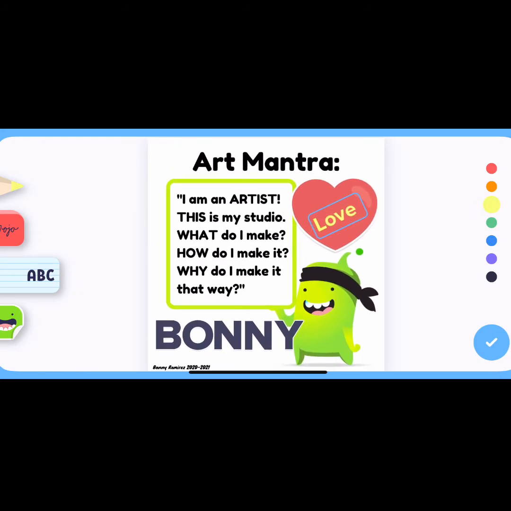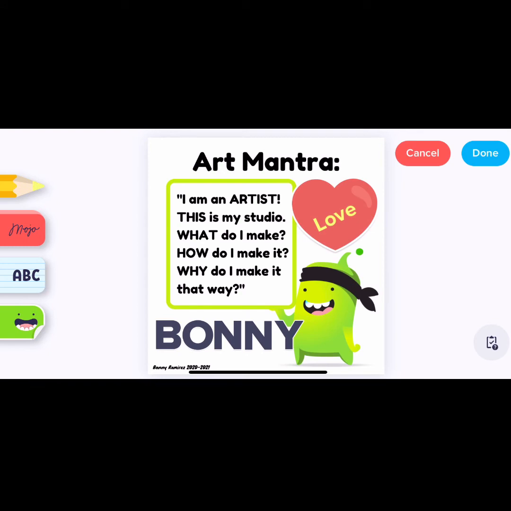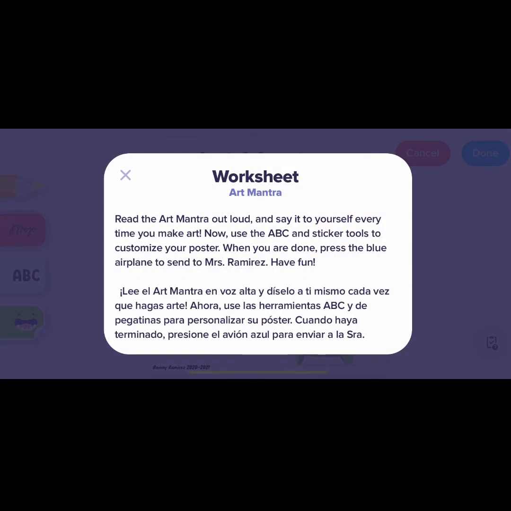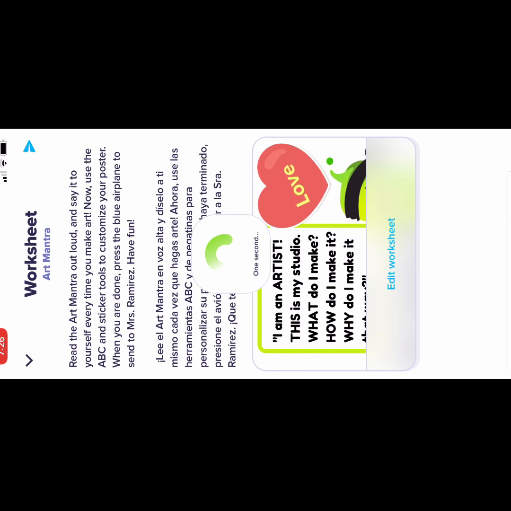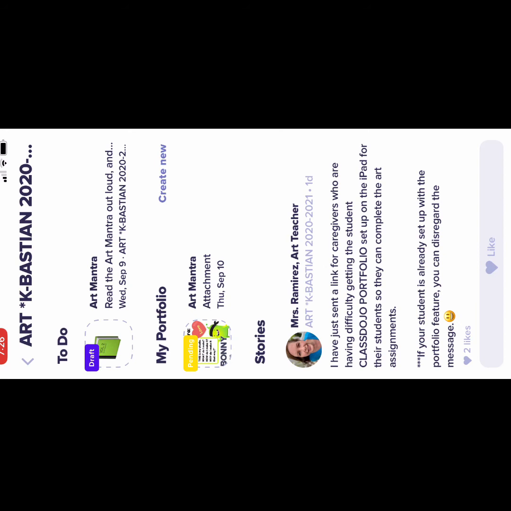Make sure to press the check mark in the bottom corner. Now you can look for the blue oval that says done. Once you press done, you will need to find the blue airplane. Do you see it at the top? Press the blue airplane and it will be sent in cyberspace to your teacher.